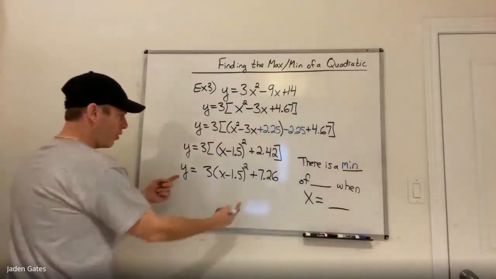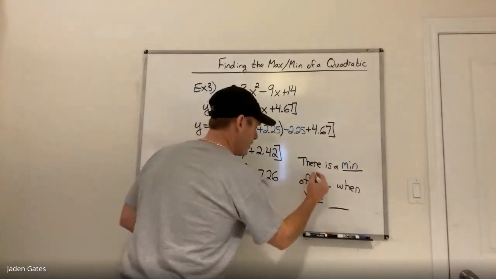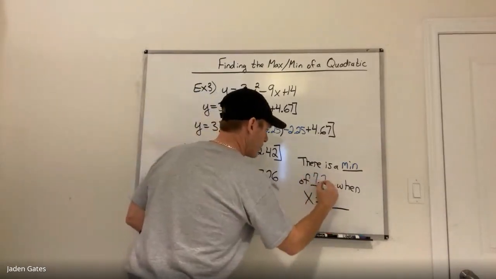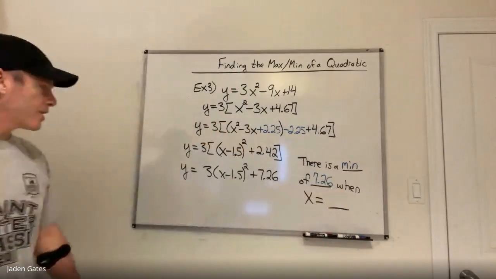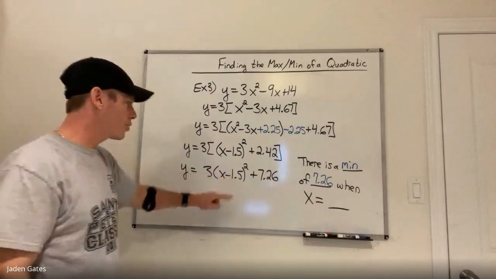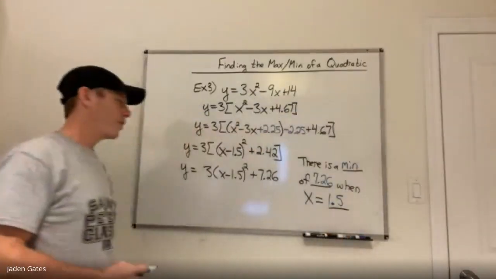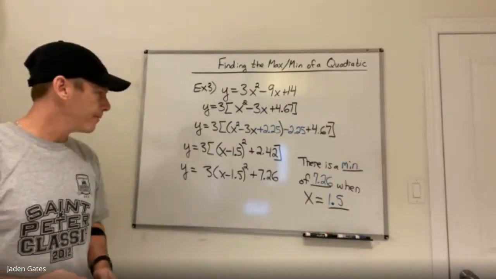Again, how high or low? The y values are on the outside here. So it has a min of 7.26 when my x value, right there, we have, again, the negative sign is supposed to be there, so the x is actually positive, where x is equal to 1.5.